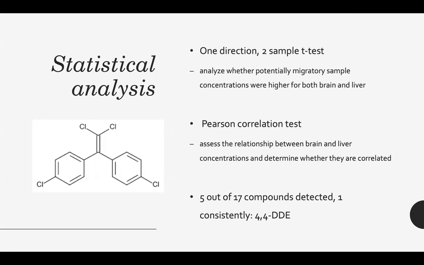5 out of 17 organochlorine compounds were detected. However, the only organochlorine consistently detected was 4,4'-DDE, which is a breakdown product of DDT. So this is the compound that we chose to run analyses on.